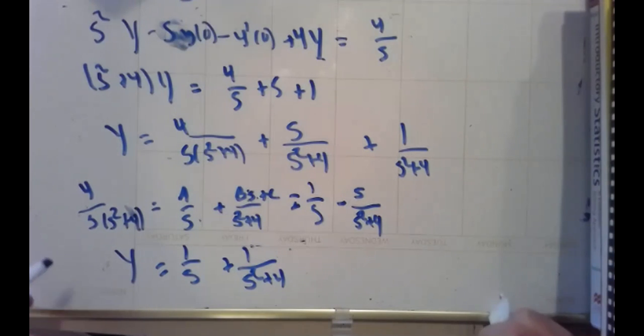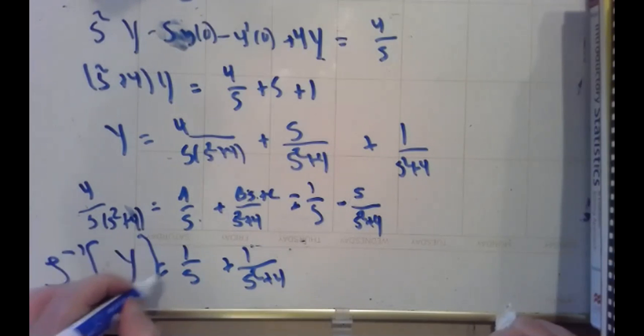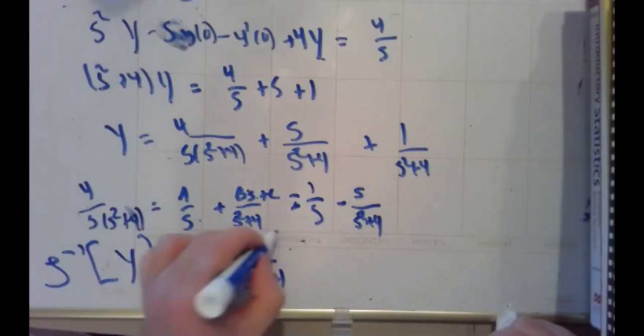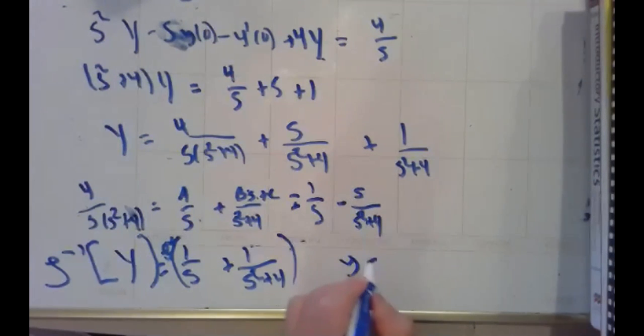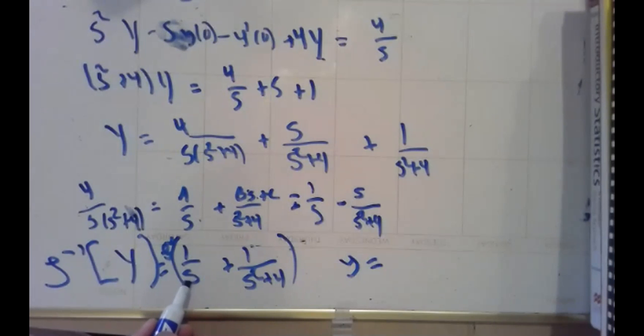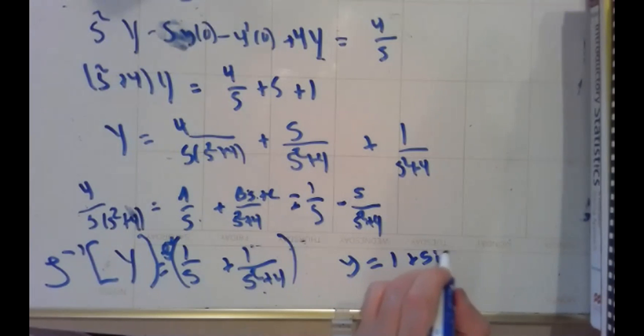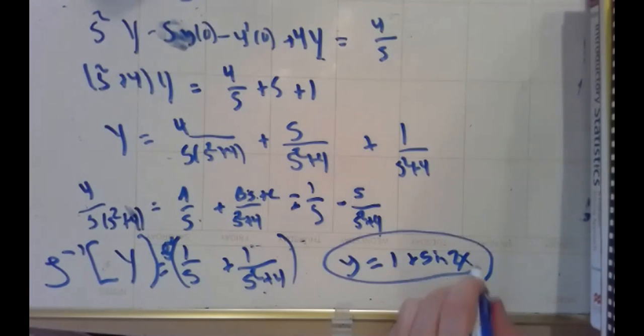Nobody asked me for capital Y. I want little y. So I take the inverse Laplace transform of both sides. Inverse Laplace transform of capital Y is little y. Inverse Laplace transform of 1 over s is 1. Inverse transform of 1 over s squared plus 4 is sine of 2x. That's the same answer we got solving this using conventional methods, solving this as a non-homogeneous linear second order DE.